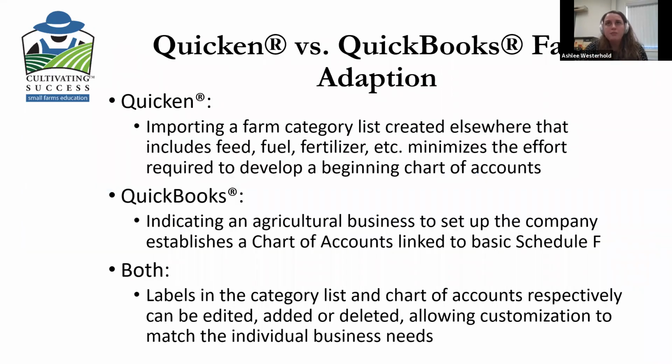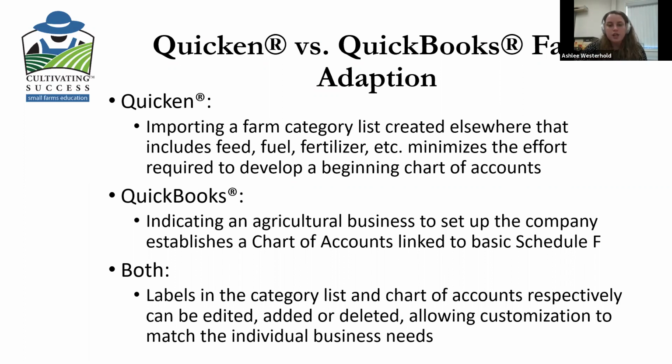So when we think about these two programs, how are they when it comes to farm management or agricultural producers? When we think of Quicken, we can import a farm category list created elsewhere that includes feed, fuel, fertilizer, and it minimizes the effort required to develop a beginning chart of accounts. And so in Quicken, we're able to create those category lists outside and import them into the Quicken software.